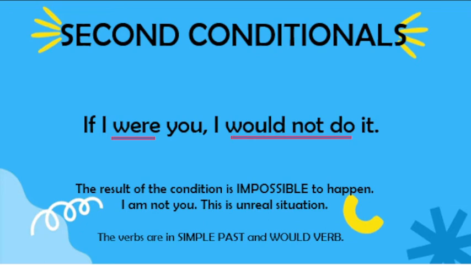Let's have another example. If I were you, I would not do it. If clause, if I were you. This is the condition, if I were you. Result, I would not do it. Okay? The result of the condition is impossible to happen. I am not you, hindi ako ikaw. I am not you. This is an unreal situation, imaginary situation. Okay? If I were you, I would not do it. Verbs are in simple past and would plus verb.